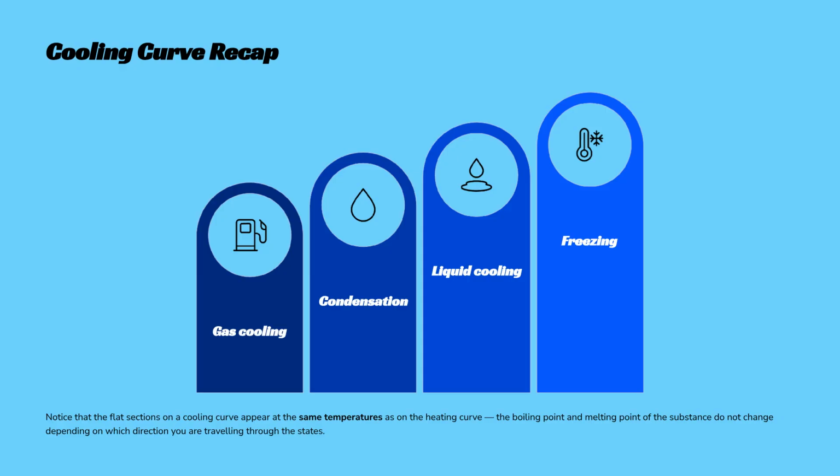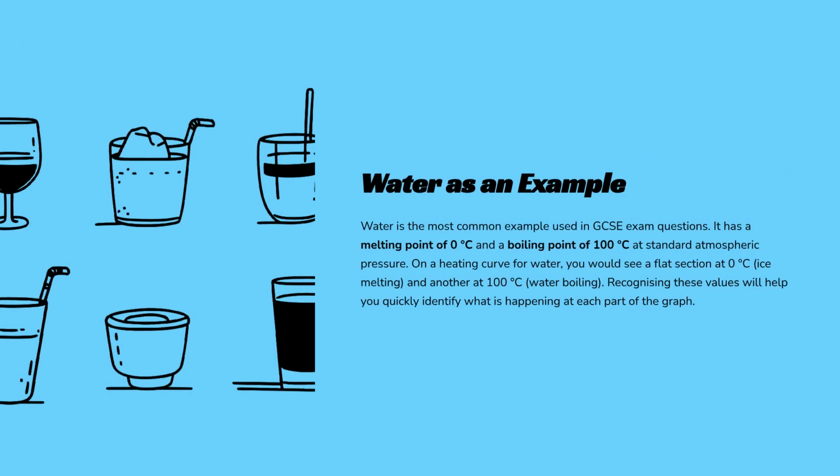This visual recap shows the phases of a cooling curve. Notice that the flat sections occur at the exact same temperatures as on a heating curve. The boiling point and melting point remain constant regardless of the direction of the state change. Water is the classic example for GCSE questions. It melts at 0 degrees Celsius and boils at 100 degrees Celsius at standard atmospheric pressure. Recognizing these flat sections at these specific temperatures helps you quickly interpret what is happening in a graph.